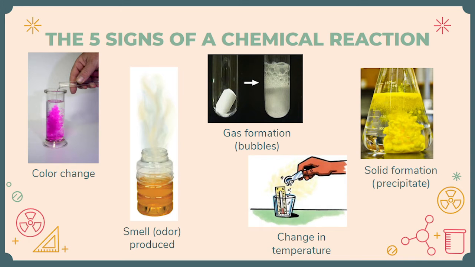A chemical reaction is a process where two different substances or elements are mixed together. They then undergo some sort of chemical change to become a different substance altogether. There are 5 signs that this may be happening. Color change, a smell or odor is produced, gas is formed, there's a change in temperature, or a solid is formed. Let's see a chemical reaction in action now.